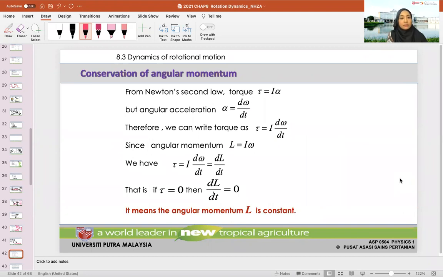So when we're talking about momentum, we are also going to talk about the conservation of angular momentum. Now this is like a special case.